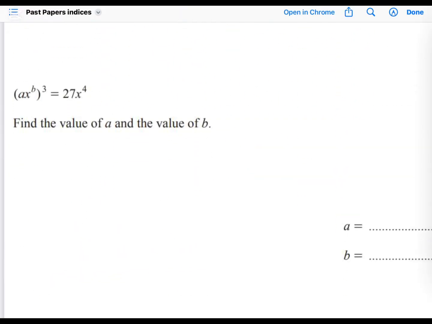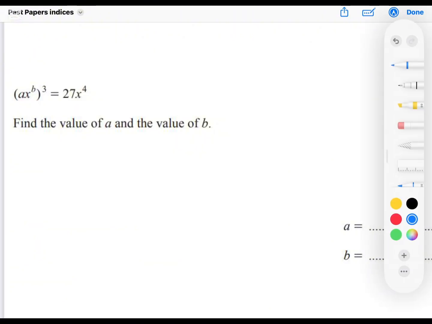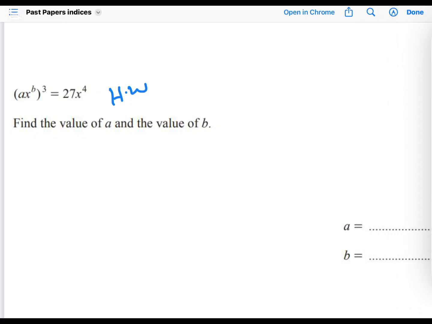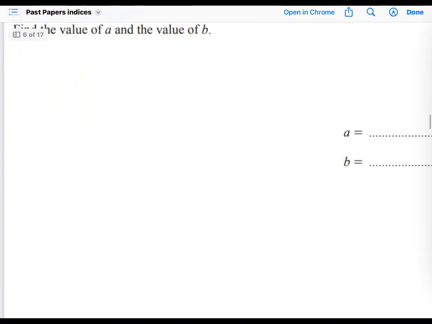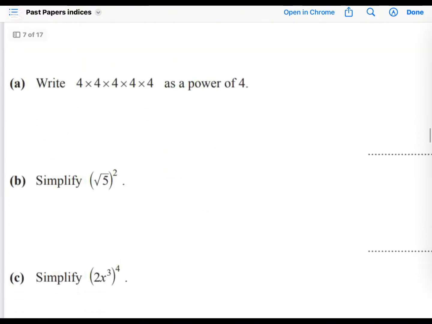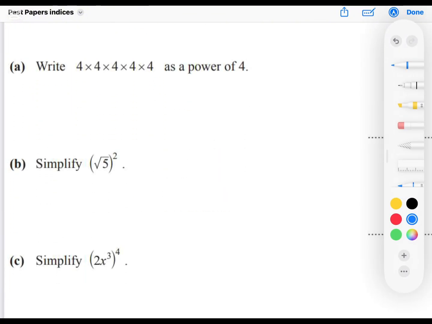Okay, again the same type of question that we did in the starting with the past paper question. So this question is homework for you. If you can't solve this question, just comment me. I will share the solution with you, but first try by yourself. Okay, now moving towards the next. Now the question, very simple question.